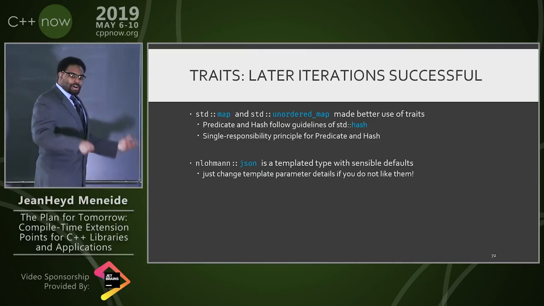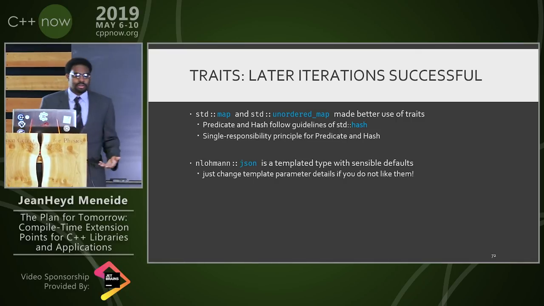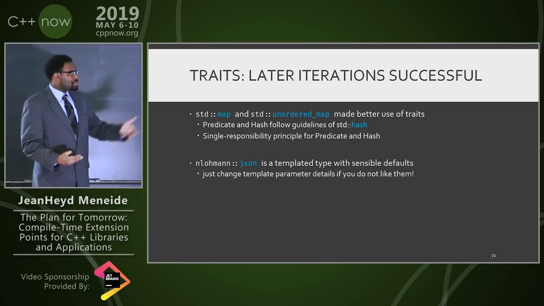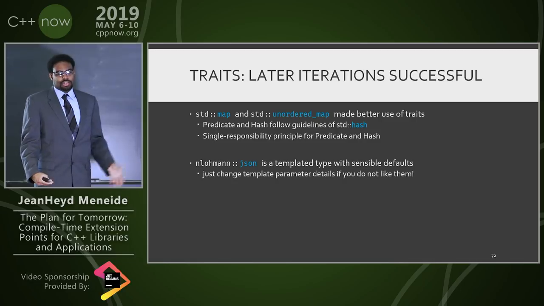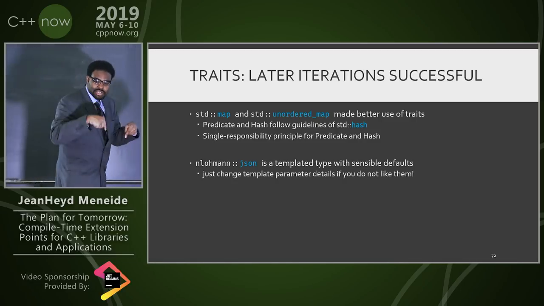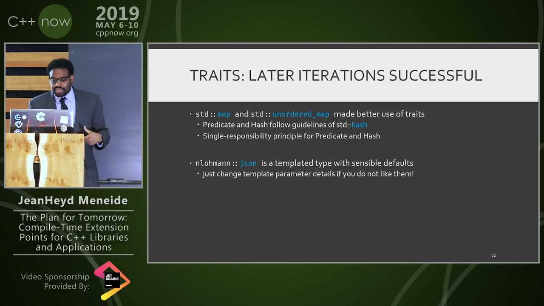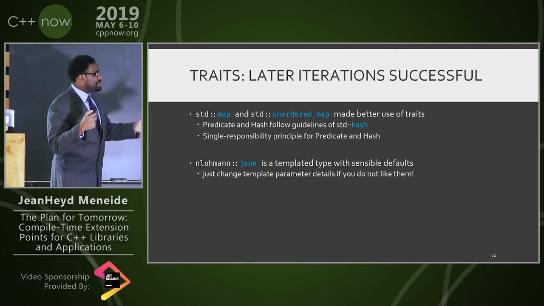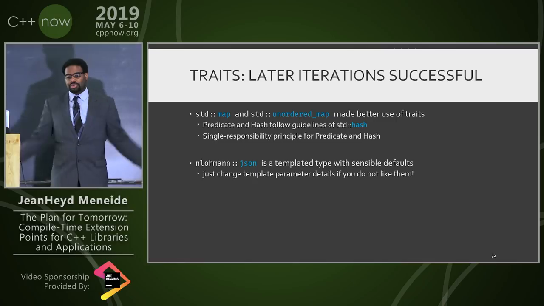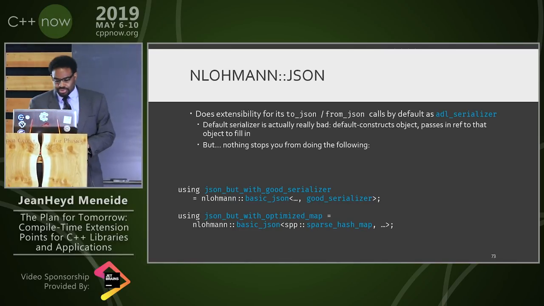Now, it's not all bad. Traits have had successful iterations. For example, std map and std unordered map. Being able to customize the hash, being able to customize the predicate was wildly successful, because like I showed with std hash before, you may not want to use the base implementation. So you want to be able to pass your own hash in, and your own predicate, and of course keys, values, and all that other stuff. Also, Nlohmann JSON is a template type with semi-sensible defaults, but you could change the template parameters and get a new JSON type, and that's the one you're working with. So for example, I want a JSON, but with a better serializer.